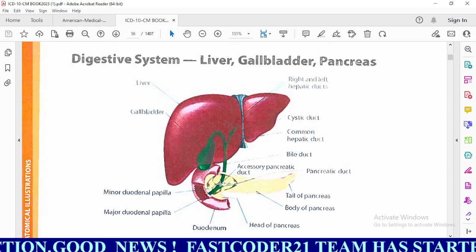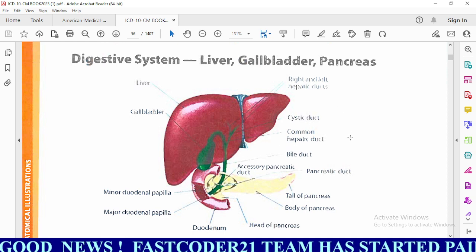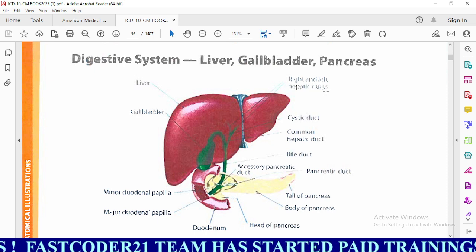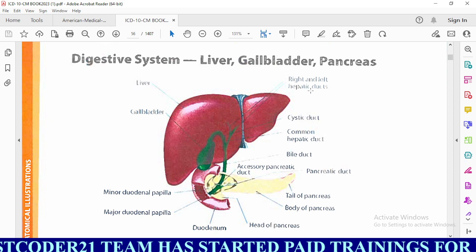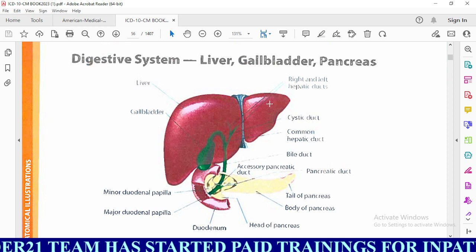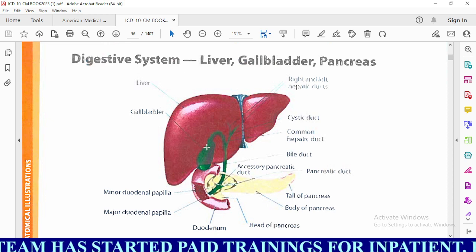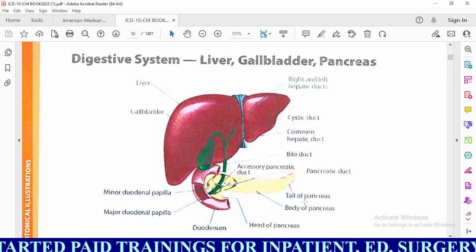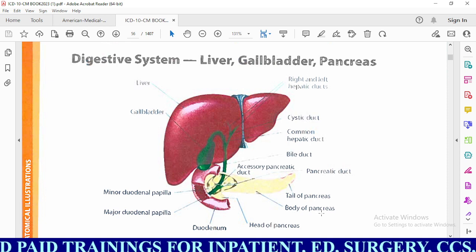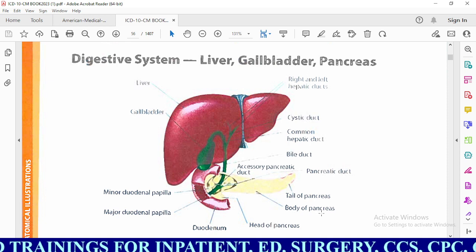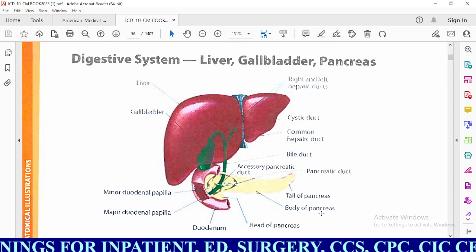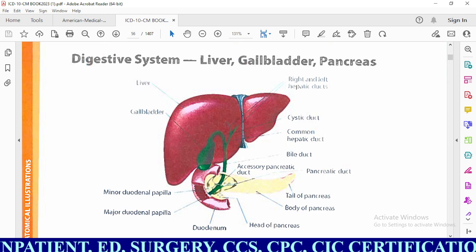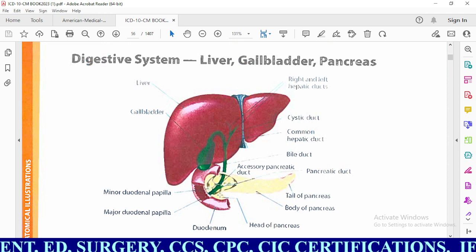Now we will learn anatomy about the liver, gallbladder, and pancreas. This is the liver. Here are the right and left hepatic ducts. Hepato means liver, so these are the ducts related to the liver. And here we have the gallbladder, common hepatic duct, bile duct, and pancreatic duct. So the tail of pancreas, body of pancreas. Whenever you code EGD using ultrasound, you need to know all these body parts. And these are also useful while coding ERCP procedures.